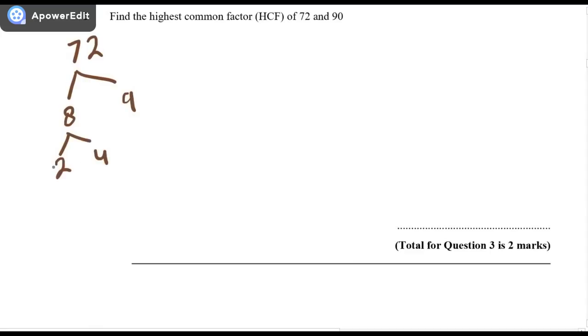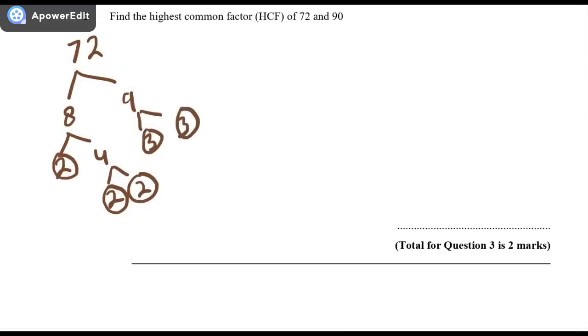So 2 is a prime number. I'm gonna put a circle around 2. So 4, this is gonna be 2 and 2. So both are prime numbers, I can put the circle. So 9, this is going to be 3 and 3. So both are prime numbers. So we got all prime numbers here.